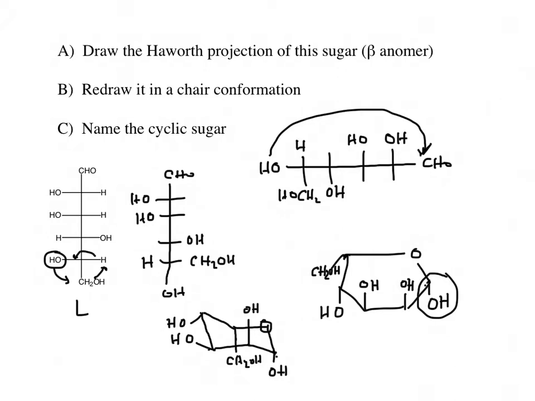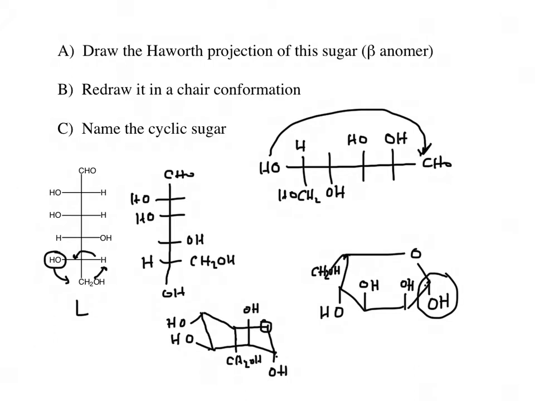Okay, the anomeric carbon you don't know. It could be either up or down. The beta anomer is where the OH is cis to the CH2OH. So I knew it had to be down since CH2OH was down. Otherwise you wouldn't know. If I hadn't told you alpha or beta, you wouldn't know.